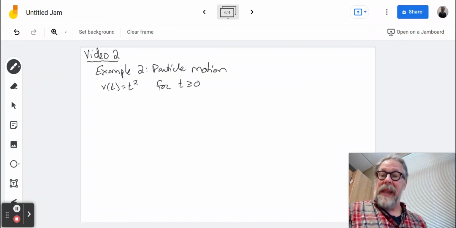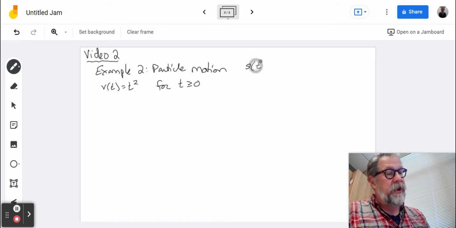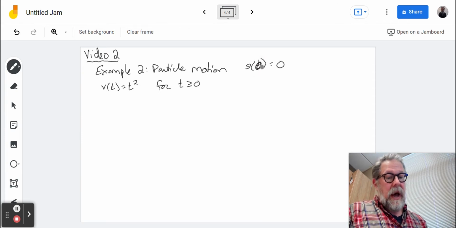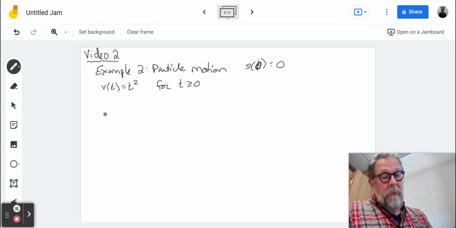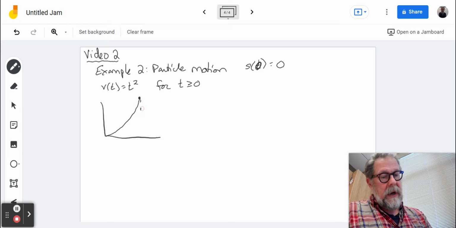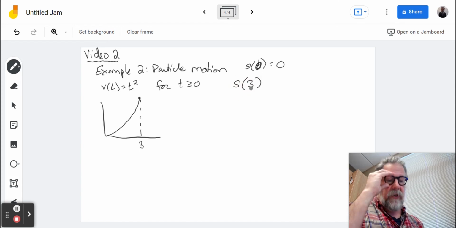All right, welcome back. So let's talk about particle motion. We have a particle whose initial position is zero. Excuse me, S of zero is zero. And its velocity can be represented by the equation velocity is equal to t squared for any time greater than zero. So I'm going to draw a quick graph of the velocity versus time. And we want to know the position of this particle at 3 seconds.